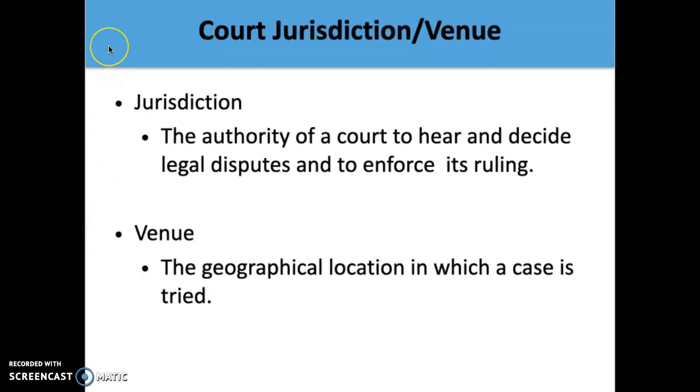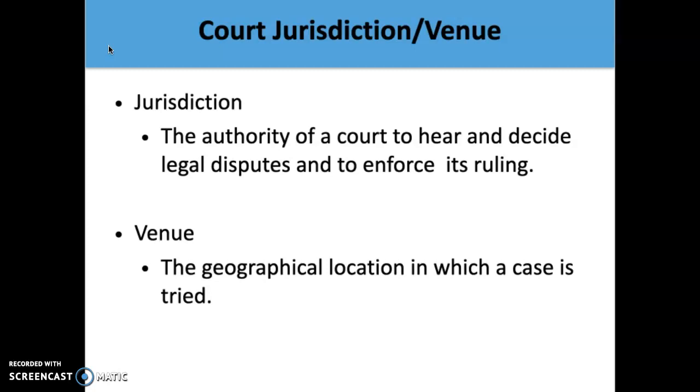Now, there are a couple of interesting concepts that you need to understand when you talk about the courts, and that is jurisdiction and venue. So jurisdiction is the authority of a court to hear and decide legal disputes and to enforce its rulings. Venue is the geographical location at which a case is tried.